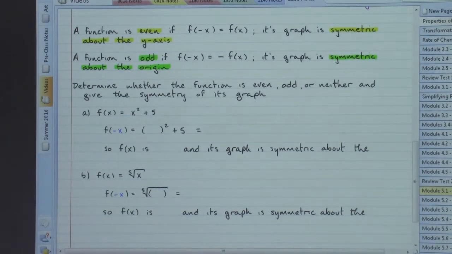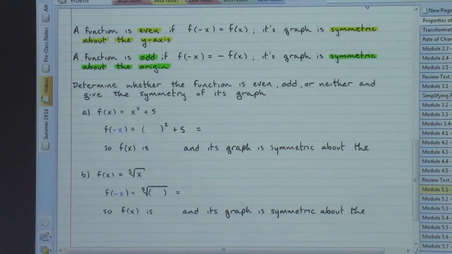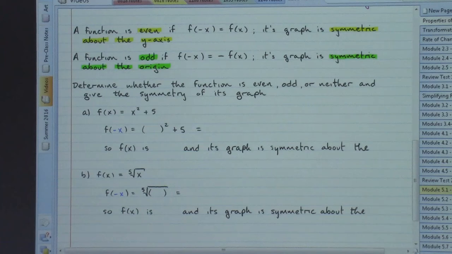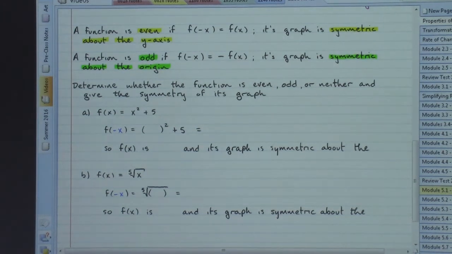This is like saying, if we pick something on the left side of our graph, will it be a mirror image of what's on the right side? So we take our function that says x squared plus 5. Instead of the x, we're putting in the negative x. Well, if we square a negative, we get a positive.